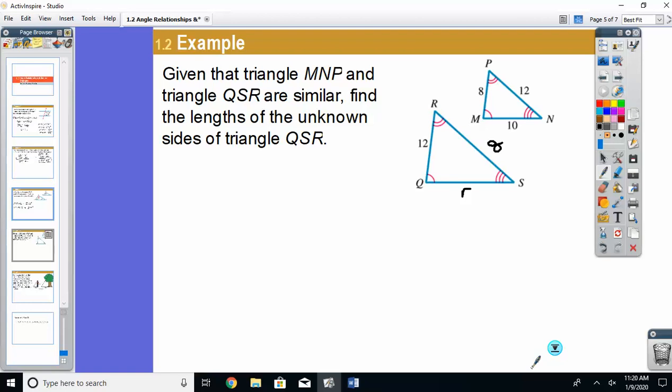Okay. We know that these sides are proportional. That's what we said yesterday. So we could set up a ratio to solve this, or a proportion. What you have to do is take two sides over here. So I'm going to say R over, the only other side I know is 12, equals, and then you have to pick the corresponding sides in the other triangle. So what side corresponds to R? 10 over what corresponds to 12?